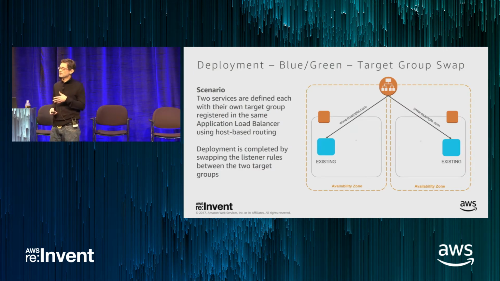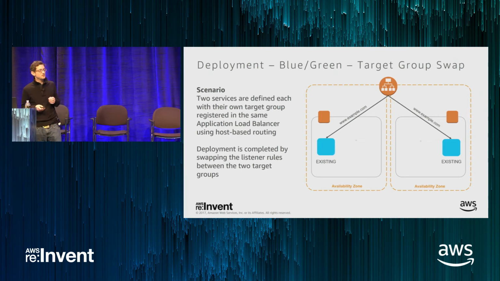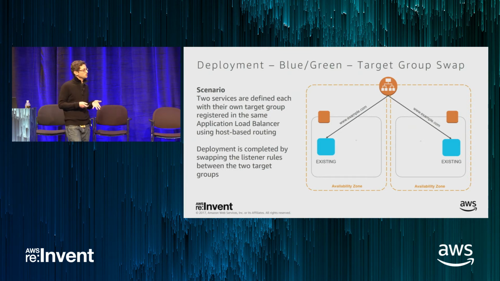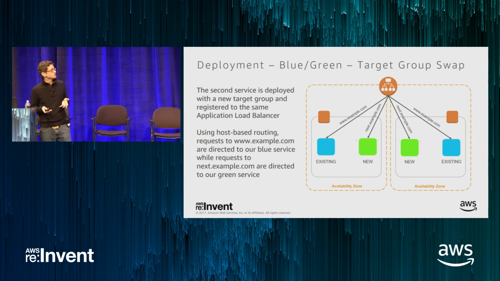So in this reference architecture, we show you how to perform blue-green style deployments using the application load balancer. In this scenario, we have two services, each with their own target group behind the same application load balancer, and we use the application load balancer's host-based routing rules to route requests to each version. When we're ready to promote the new version of the service to production, we simply swap the listener rules for the two target groups. Here you can see the different host-based routing rules for each of the target groups.